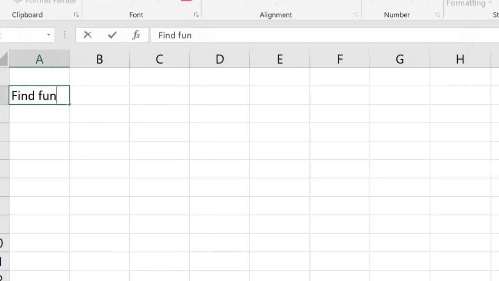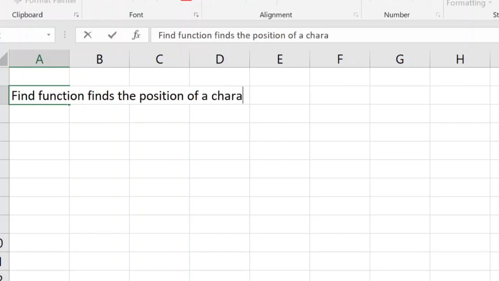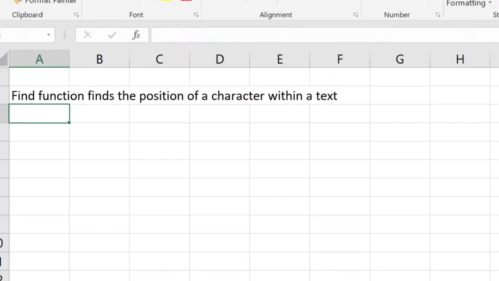Find function finds the position of a character within a text. Okay, so what does the find function do? The find function finds the position of a character.